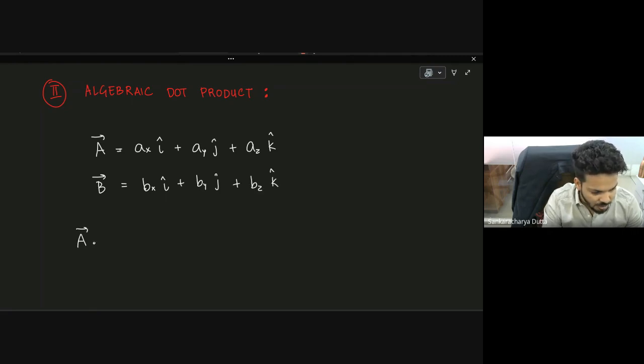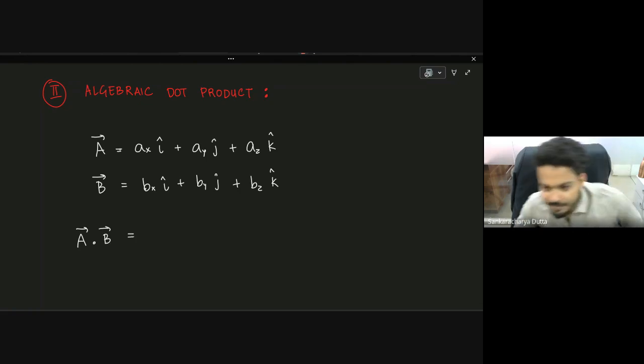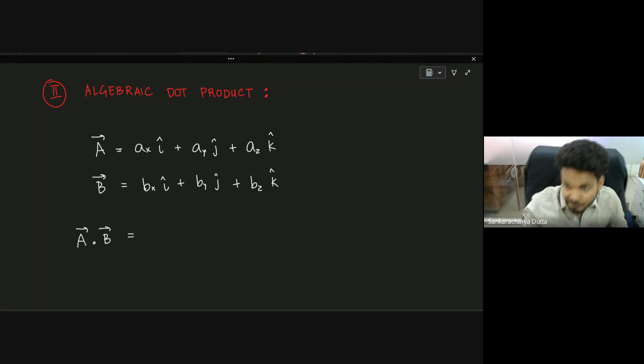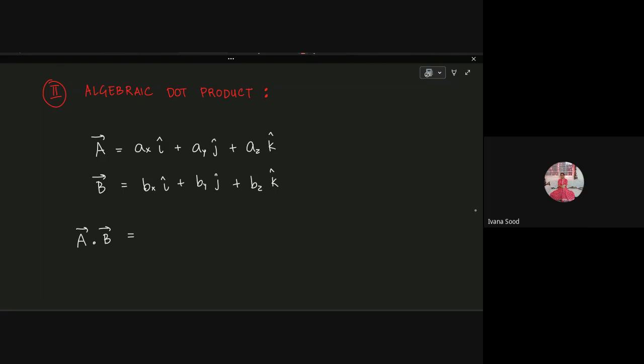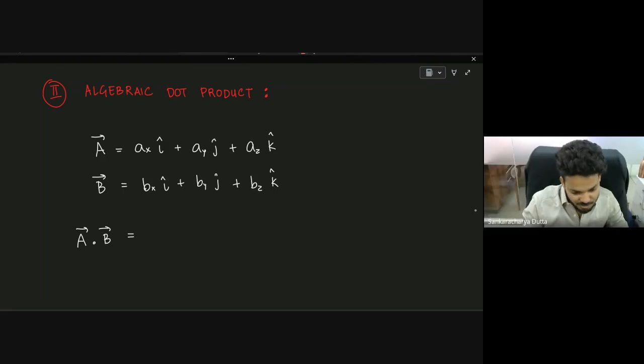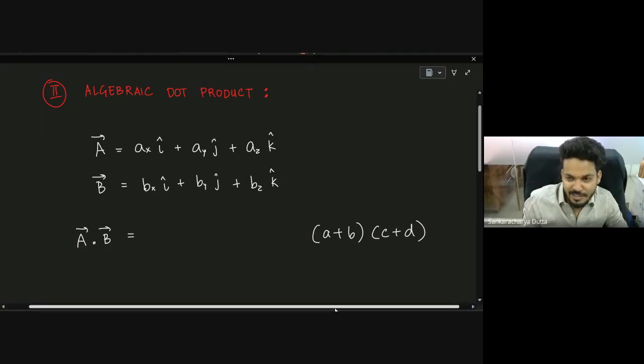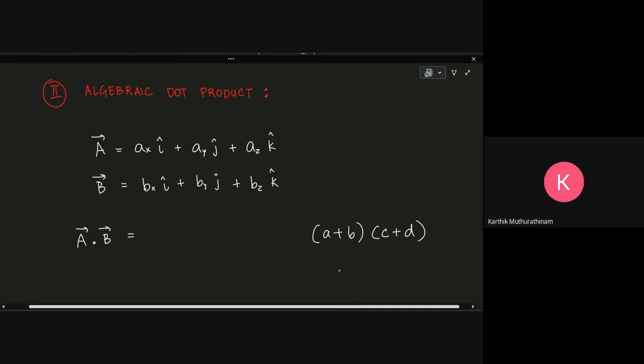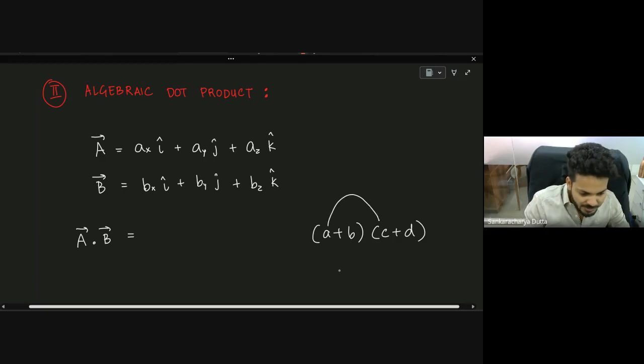How do you do A dot B? Anyone has an idea on how to do A dot B? Trinomial multiplication, like the way you multiply 3 terms in algebra. Yeah, that's good intuition. Let me ask you this, all of you. If I have A plus B multiplied by C plus D, how do you usually do it? Let your math intuition kick in here. A into C plus D plus B into C plus D. Very nice. You multiply A to C, then A to D, then B to C, and then B to D, right? That's exactly what we are going to do here.